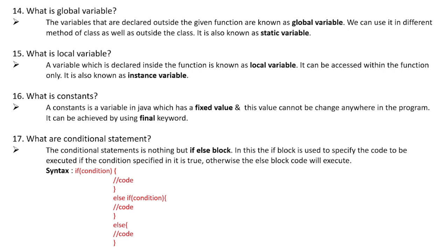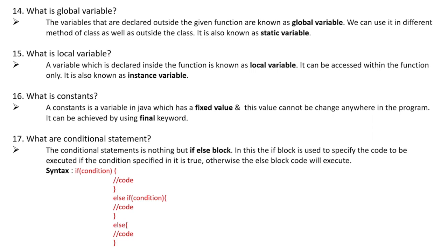15. What is a local variable? A variable which is declared inside the function is known as a local variable. It can be accessed within the function only. It is also known as an instance variable. 16. What are constants? A constant is a variable in Java which has a fixed value and this value cannot be changed anywhere in the program. It can be achieved by using the final keyword.